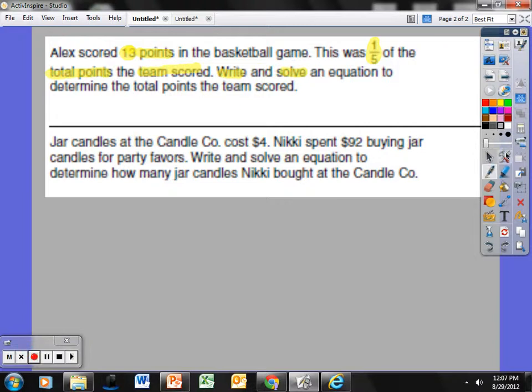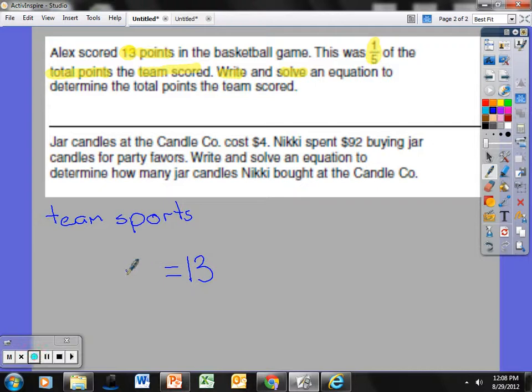So if I take a look at this, what's the unknown? Team points. We don't know how many points the entire team scored. That's the unknown. All I know is that Alex's 13 points are equal to 1/5 of the total points. So Alex's points are equal to 13, and his 13 points equal 1/5 of the team.